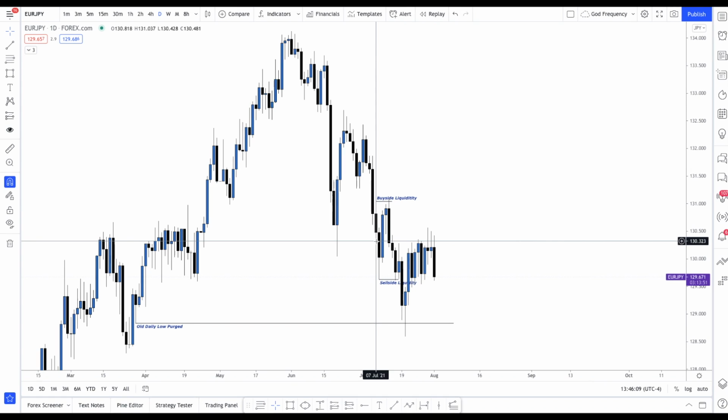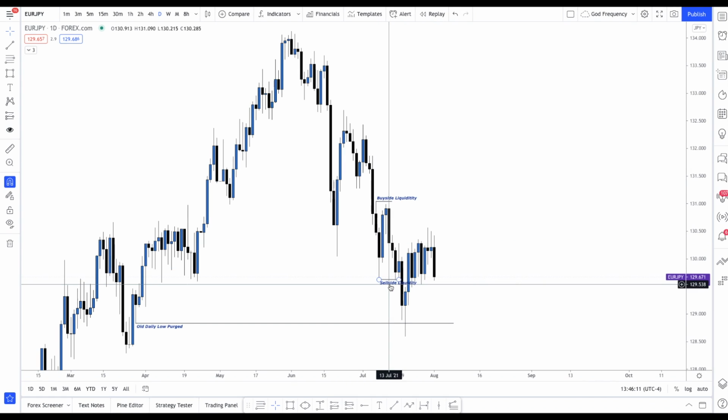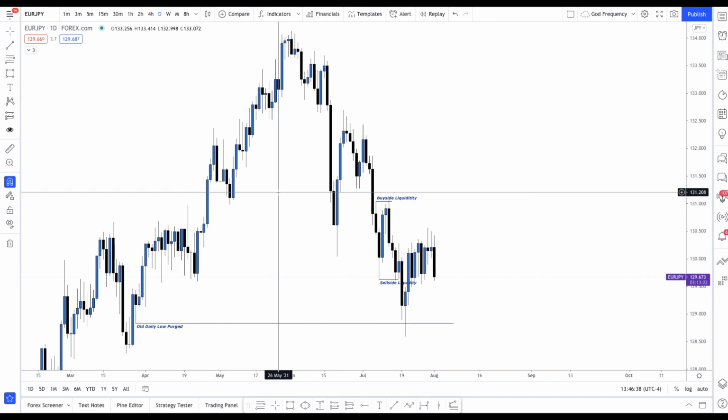So, for instance, if I'm looking to go long in the market, I typically look for sell side liquidity to be purged first. Then I go and look to see where the next draw on liquidity, or where that next resting buy side liquidity is, to where price could most likely target next. Okay. And so, as you know, the market moves up and down, up and down.